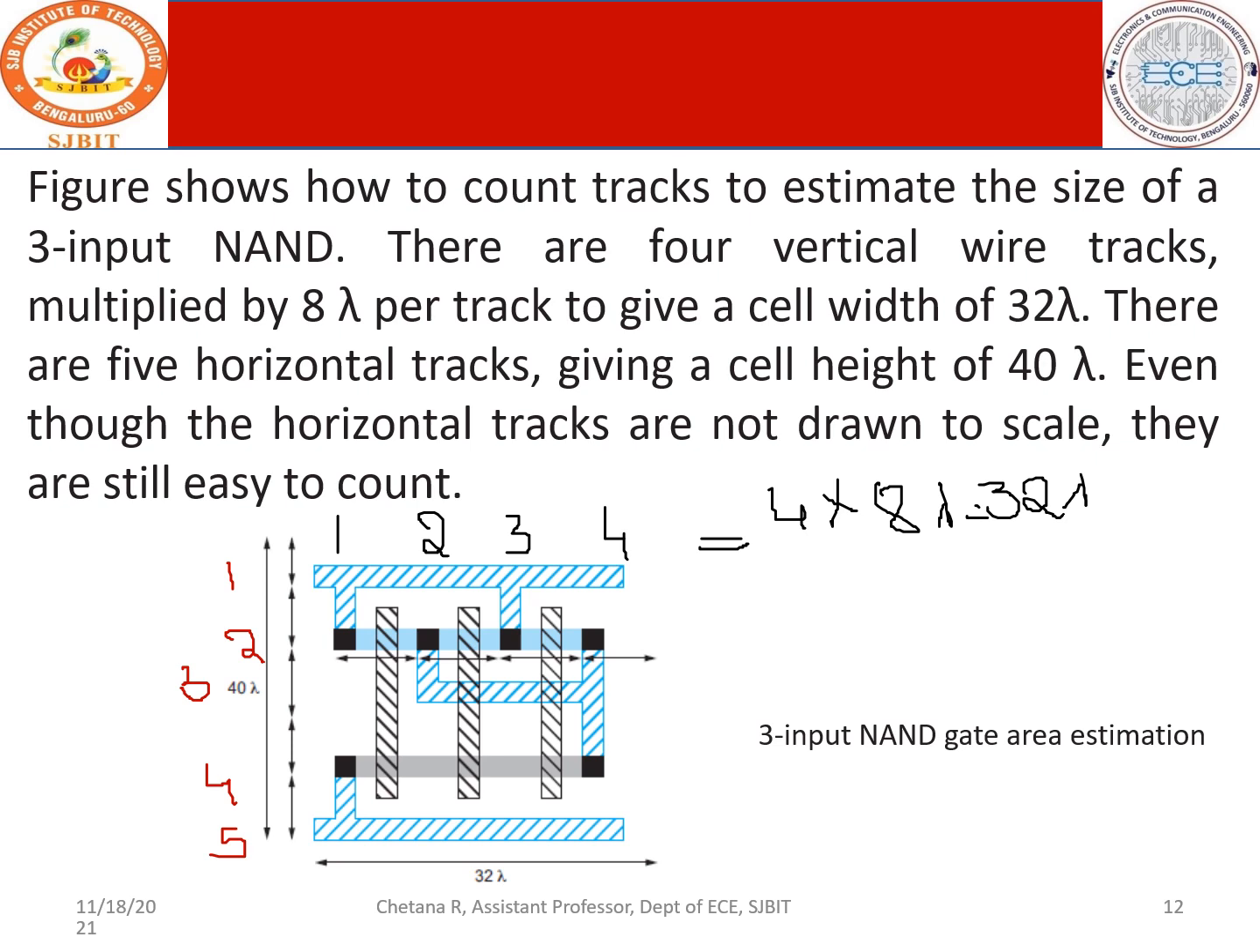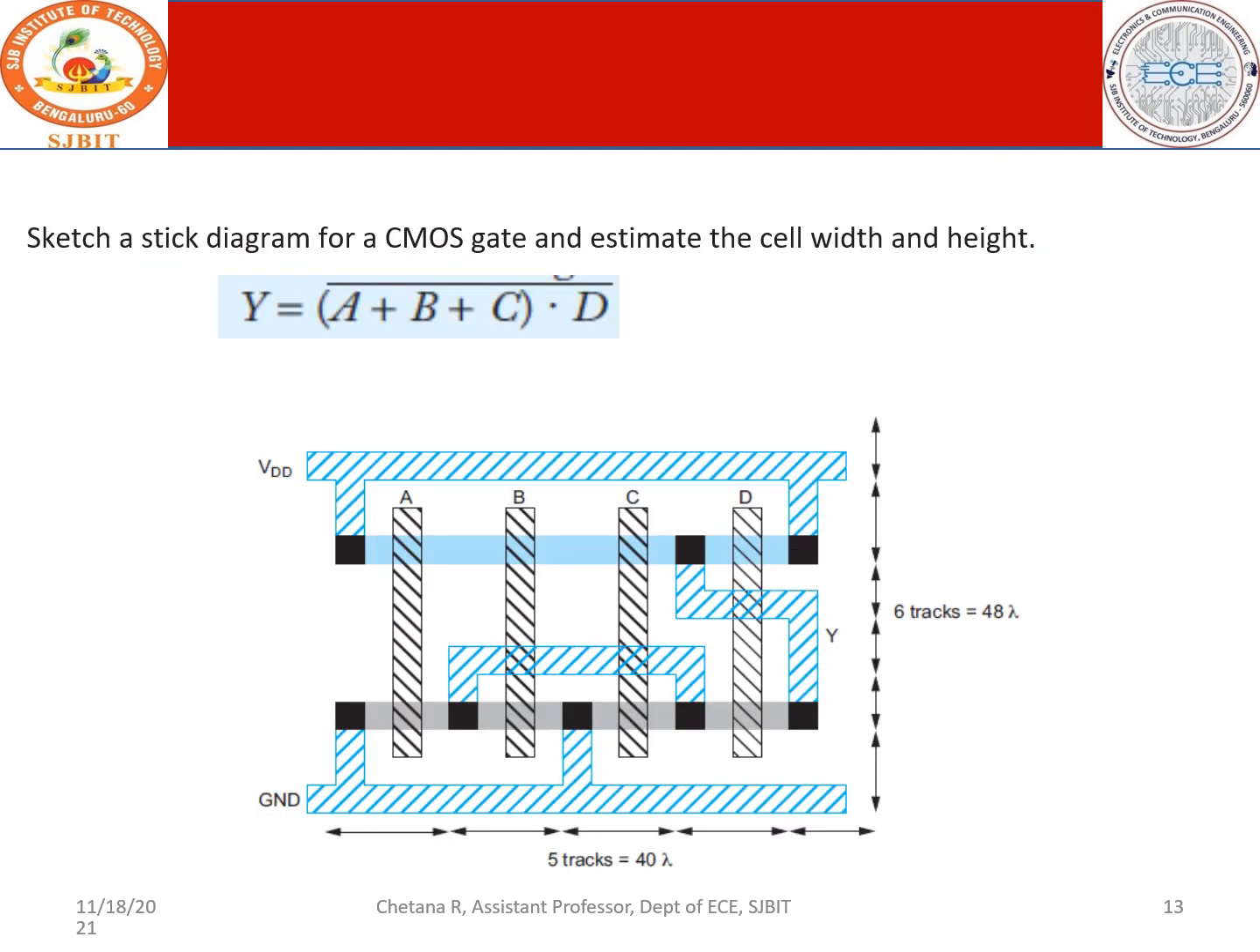So now you have 40 lambda and 32 lambda as length and width. You multiply them both, 40 lambda into 32 lambda into lambda square. That becomes the area. Similarly in this diagram you can check: 1, this is one line, this is second line, this is third line, this is 4, and this is 5. So 5 tracks into 8 lambda, which is equal to 40 lambda.